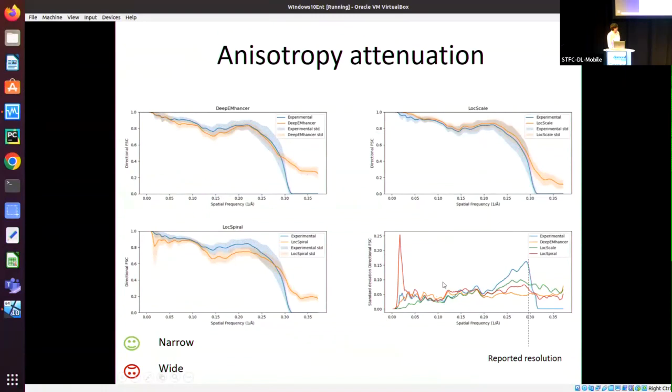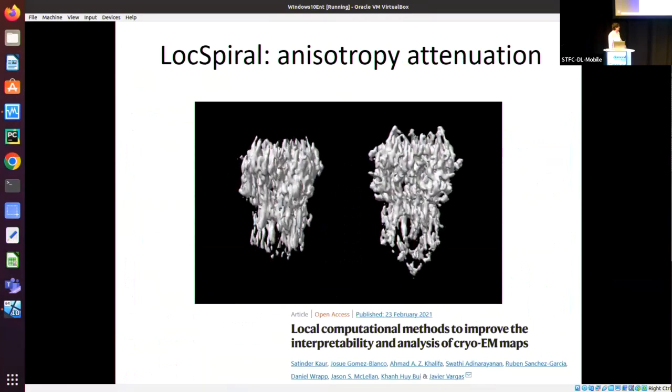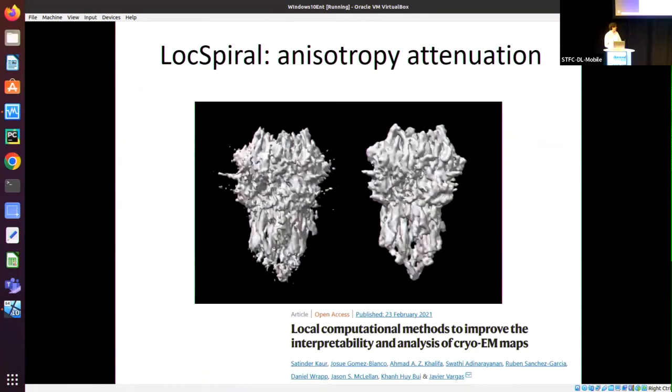And you can see that the blue line, the experimental one, has a way more standard deviation for a very important range of resolution, basically from 5 angstroms to the reported resolution. And you can see that log scale, log spiral, and DeepEMhancer exhibit less deviation. Thus, they are less anisotropic. And this is one example using log spiral. You can see visually also that you get some correction on the anisotropy. So this is also another unexpected result.